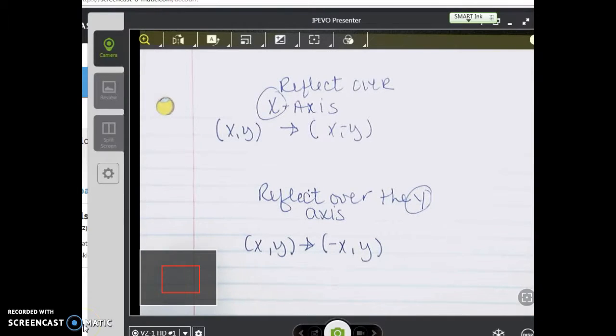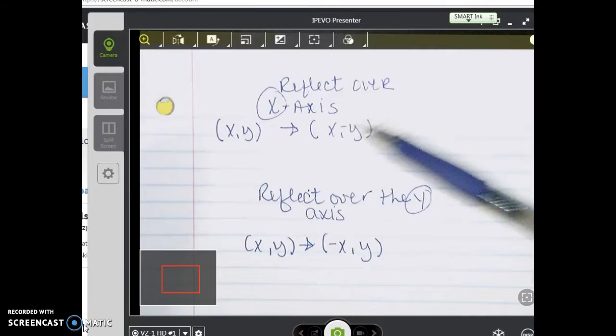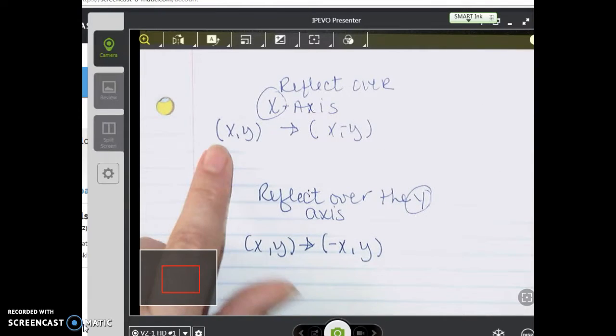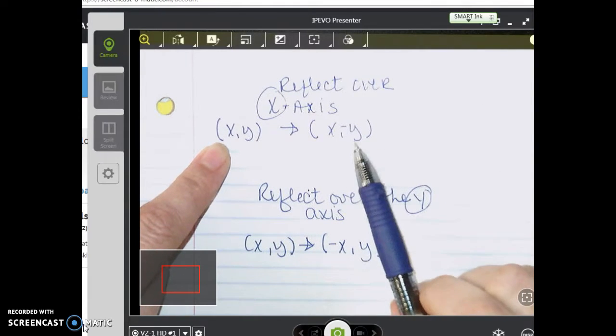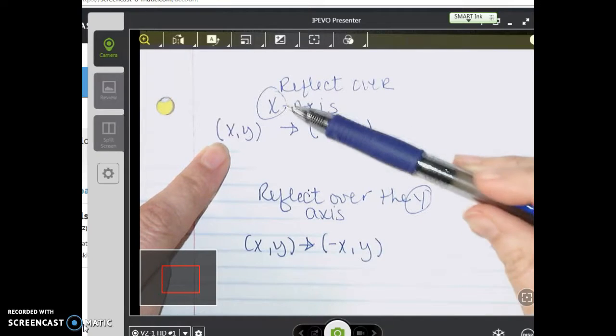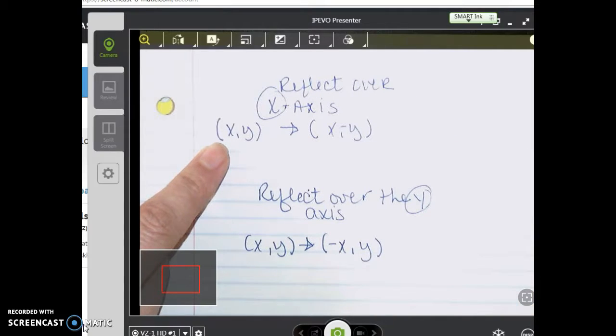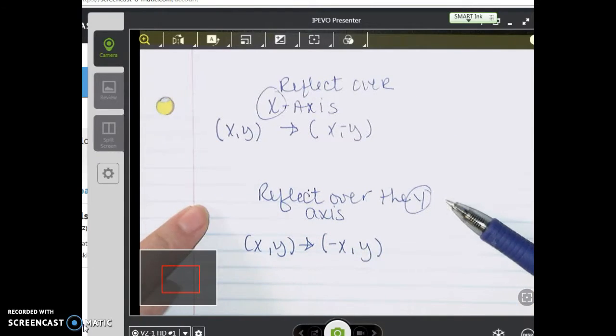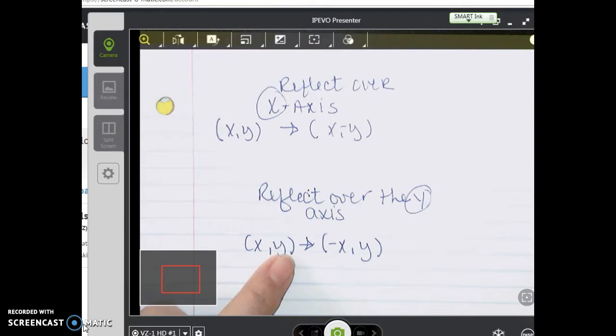I wrote you a quick reminder. So if you're reflecting over the x-axis, here's your rule. X comma y yields x comma negative y. They don't flip. But if you're asking about x, the y gets the negative. Now if you're reflecting over the y-axis, same rule. X comma y yields. But if you're asking me about y, then the x should get the negative.